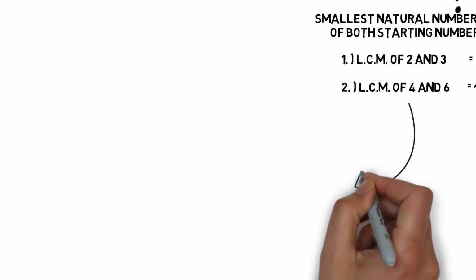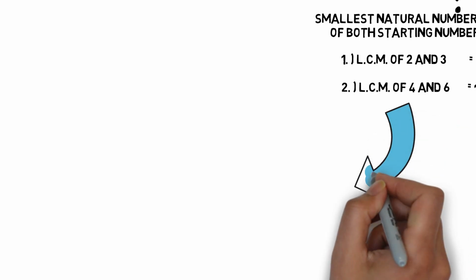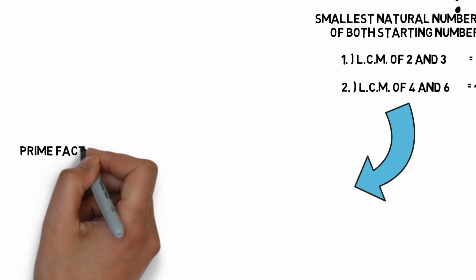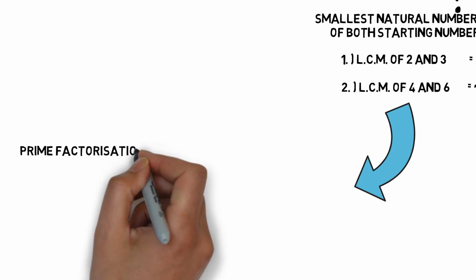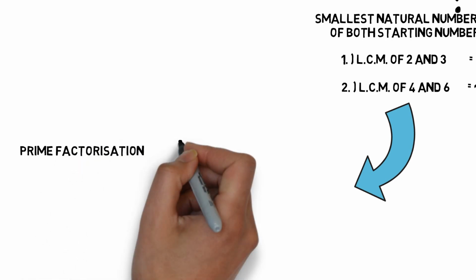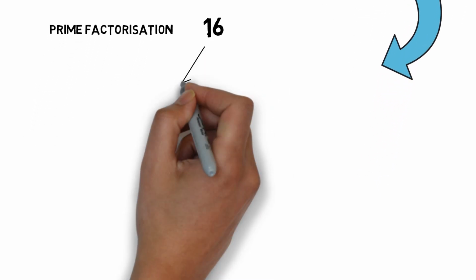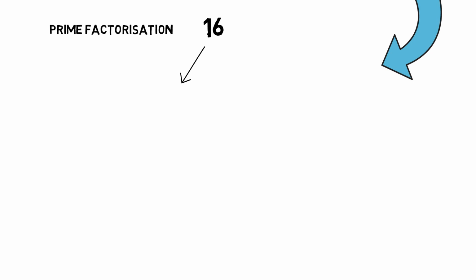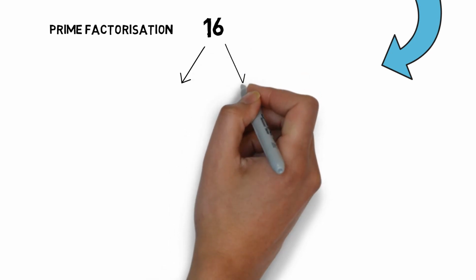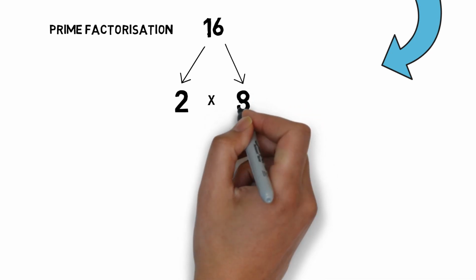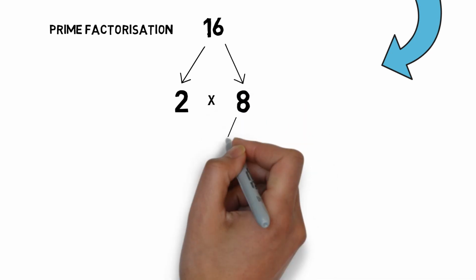To figure out the least common multiple, we need to be able to do prime factorization. So let's do a quick review. How do we do the prime factorization of different numbers? Let's look at an example. Let's say we have 16 and we want to break 16 into its prime factors. How do we do it? We know 16 is an even number, so 2 times what gives us 16? 2 times 8. Excellent. Step number 1 done.